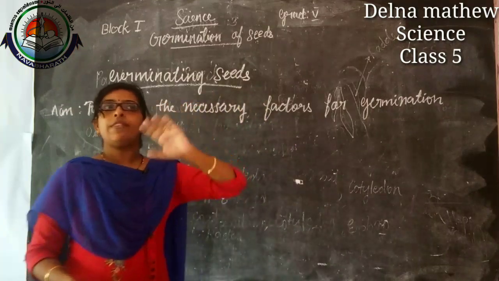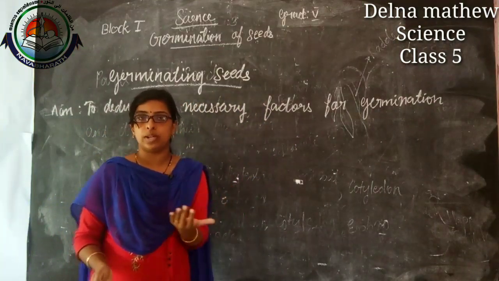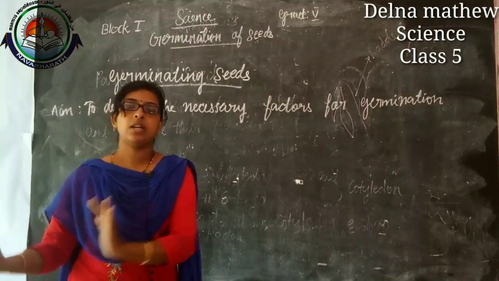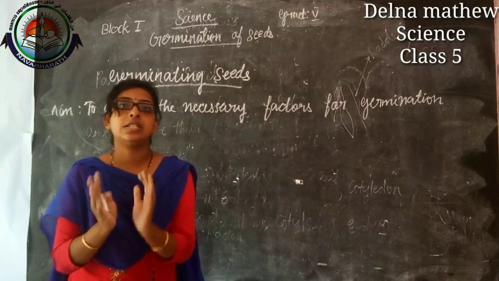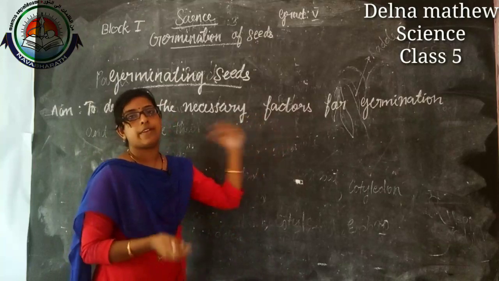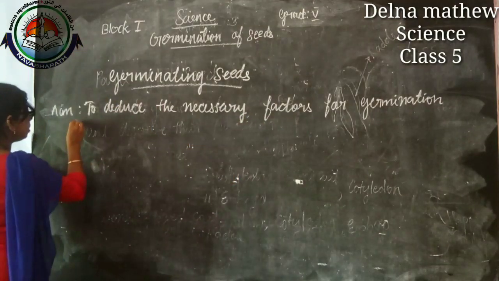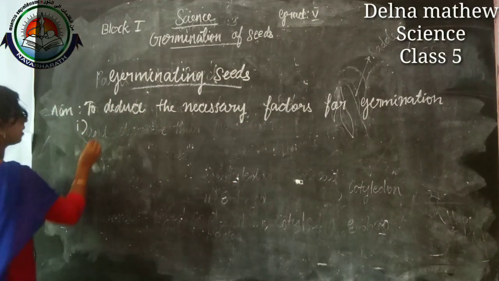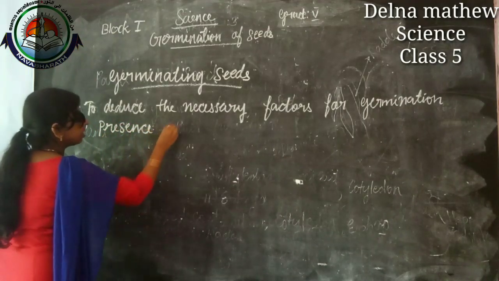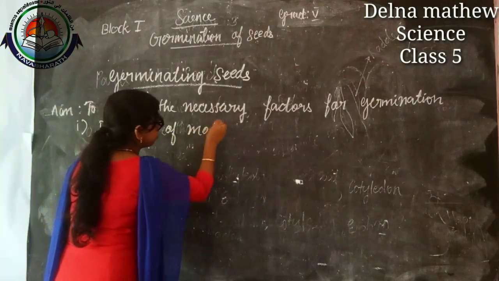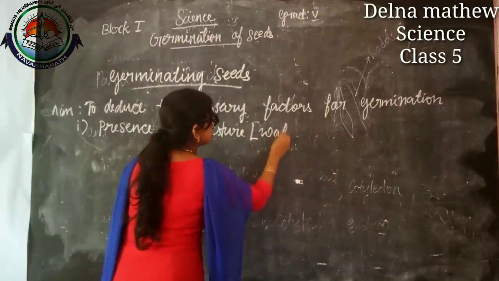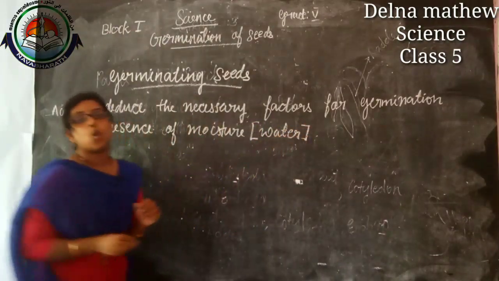So if a seed has to develop from a baby plant into a new plant, some conditions are required. What are all the conditions? Those are the necessary factors. The first necessary factor is presence of moisture, otherwise we can consider it as presence of water.